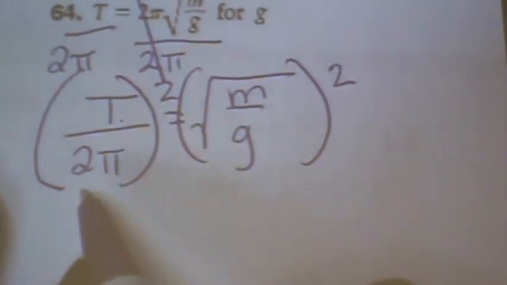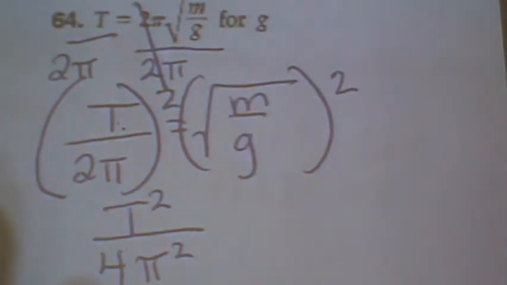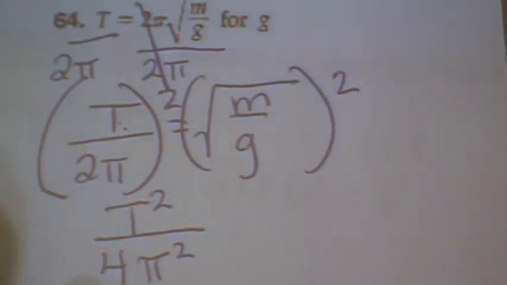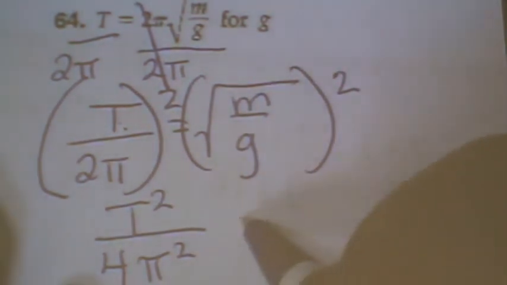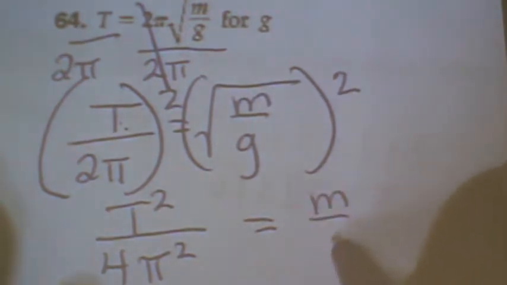So what do you get on the left side when you square capital T over 2 pi? T squared. Pi squared. You have to square this, and square this. So T squared over 4 pi squared equals M over... What do you have on the right side? G. M over G.